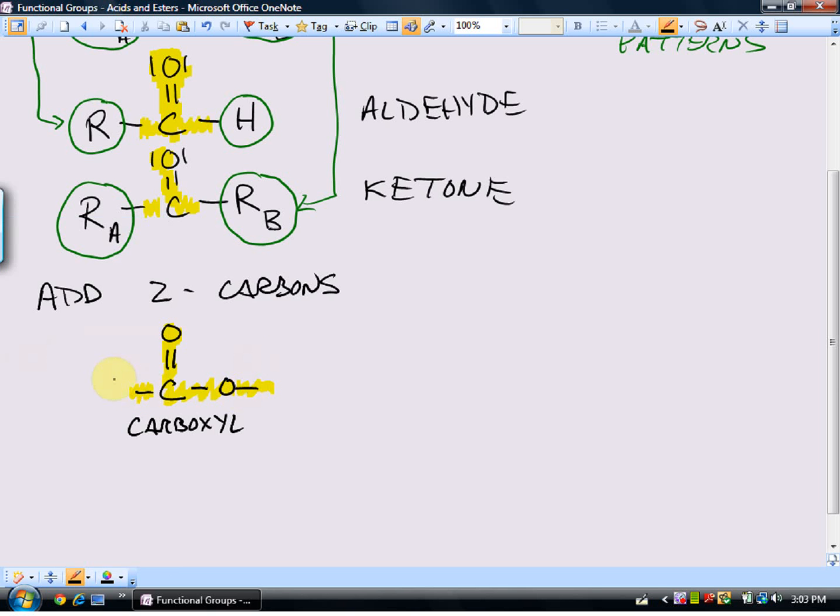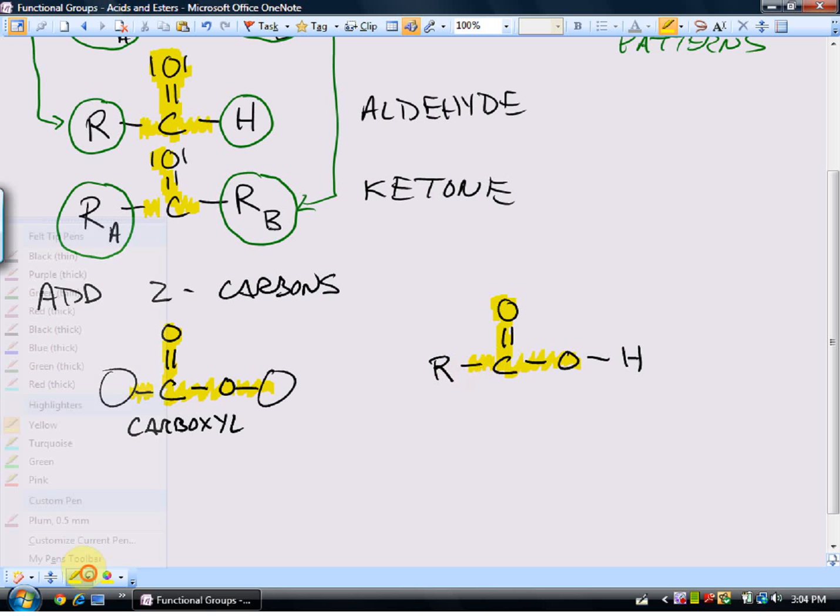What's connected here and here distinguishes between these two next function groups. Okay, so we use the same pattern we used before. One possibility is to have a carbon group connected here and a hydrogen on this side. So there's our carboxyl group. And again, notice the pattern. We're using the same pattern we used above. Carbon on one side, hydrogen on the other side.